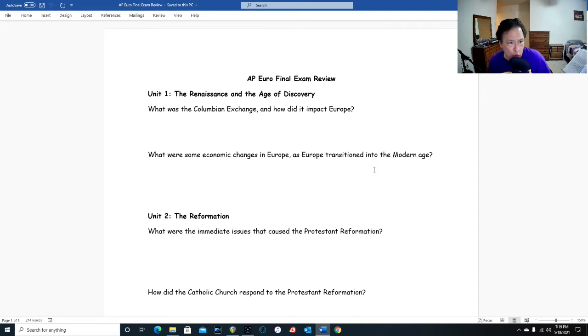So let's begin with Unit 1, the Renaissance and the Age of Discovery. And we've only got 2 basic questions about the Renaissance and the Age of Discovery. Number 1, what was the Columbian Exchange and how did it impact Europe? And what we need to understand about the Columbian Exchange and its impact on Europe is that it was huge, especially with the introduction of new crops to Europe and its later impact upon the agricultural revolution and the subsequent industrial revolution. And it made those 2 revolutions possible.